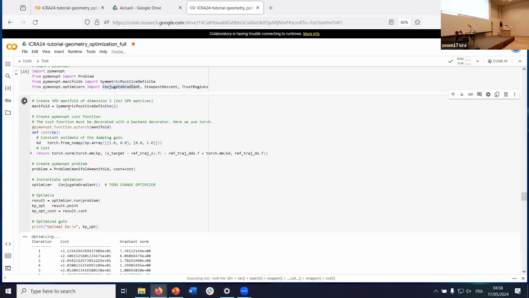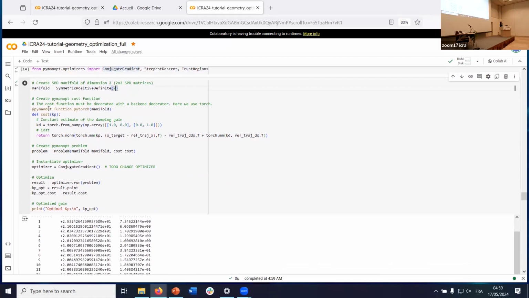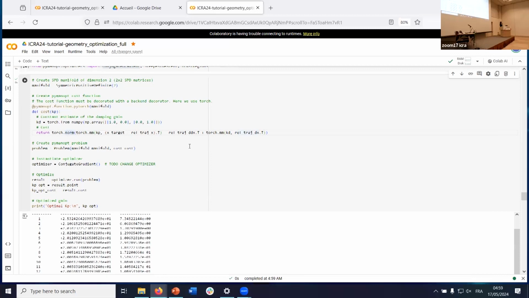Then with PyManopt, first you create the manifold of interest. So here is a symmetric positive definite manifold of dimension 2, which is what we have there. And then we create a cost function. PyManopt can use different backends. You can use PyTorch, TensorFlow, NumPy, and I think there's a last one which I forgot. You choose which one you want to use, and you decorate your cost function with the backend you choose. Here I do it with PyTorch. Then again I give my constant estimate of the damping gain, and I return a cost, the same cost as before.